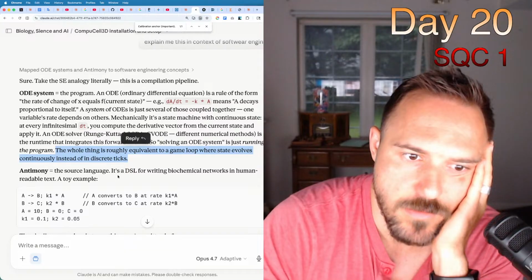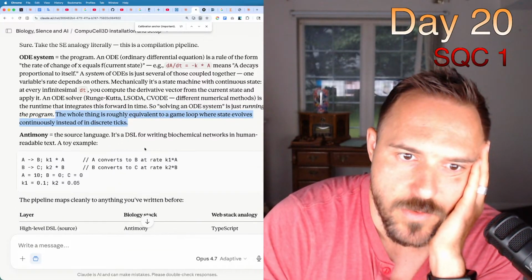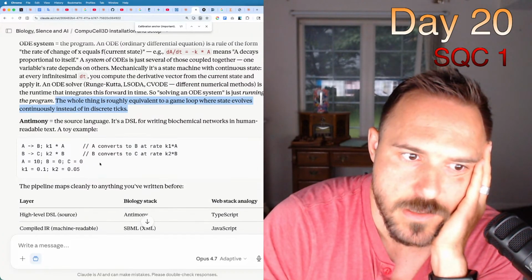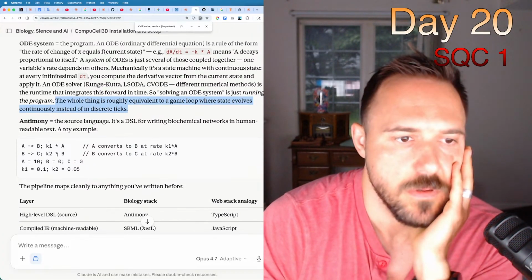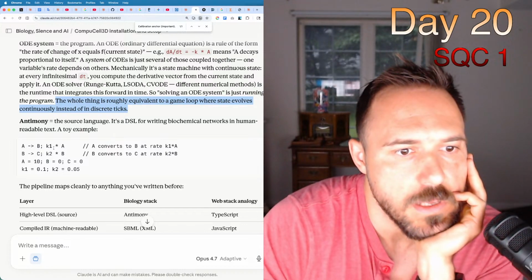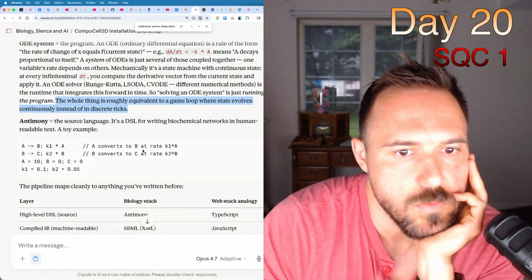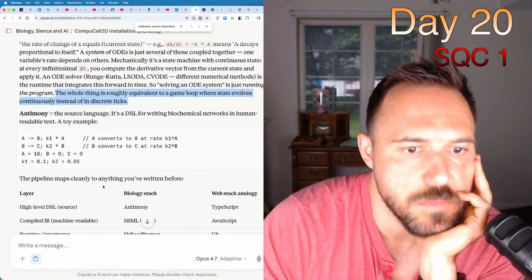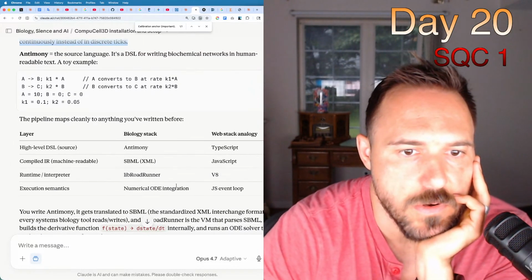Antimony, the source language, is a DSL for writing biochemical networks in human-readable text. A toy example: A to B at rate k, meaning A converts to B at rate k. B converts to C at rate k2. The pipeline maps cleanly to anything you have written before.